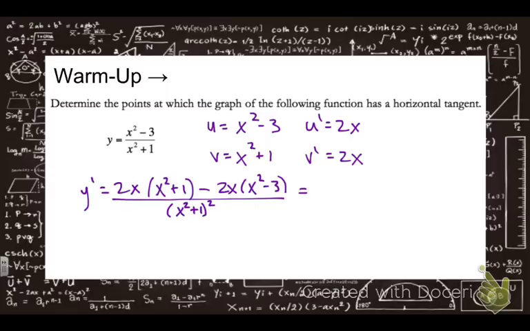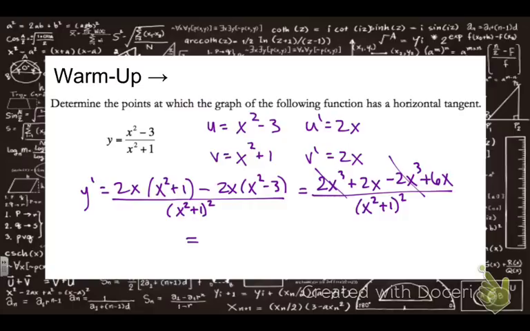So if I simplify the numerator a little bit, I get 2x cubed plus 2x minus 2x cubed plus 6x, all over x squared plus 1 quantity squared. My 2x cubes are going to add to 0, and I get 8x over x squared plus 1, quantity squared.